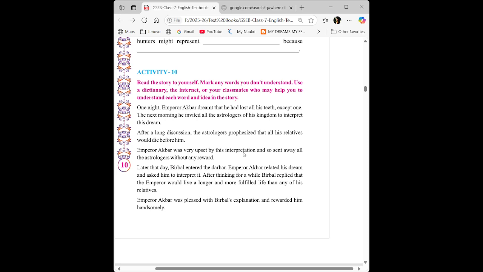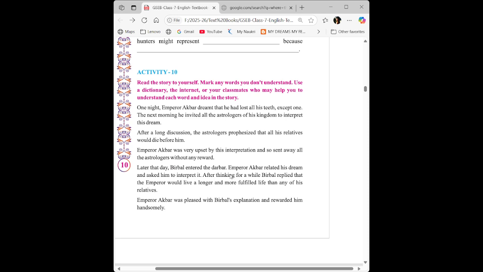And that's the reason, normally when you go to the king and you tell him something, when you interpret his dream, he should give you some reward, some money or some kind of gifts. But Akbar sent them all back without giving them any reward. So later that day, Birbal entered the darbar. Emperor Akbar related his dream and asked him to interpret it. After thinking for a while, Birbal replied that the emperor would live a longer and more fulfilled life than any of his relatives. Emperor Akbar was pleased with Birbal's explanation and rewarded him handsomely.